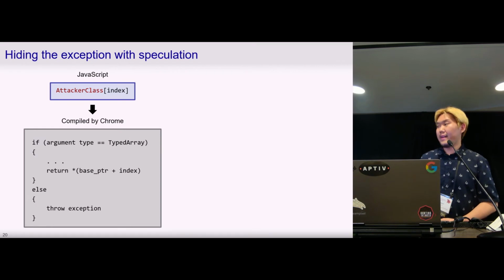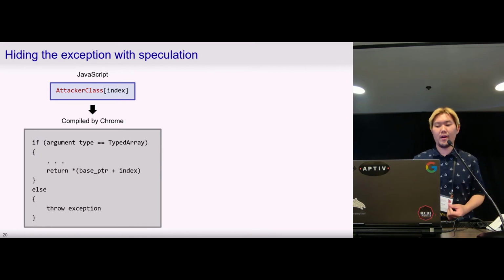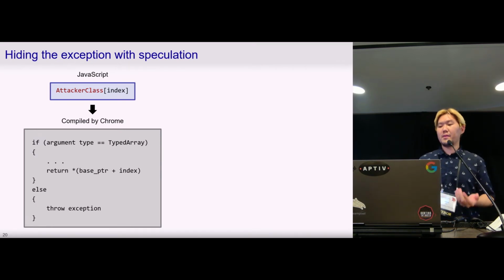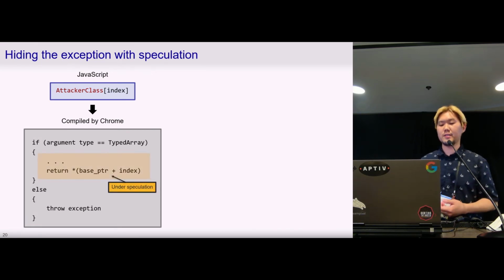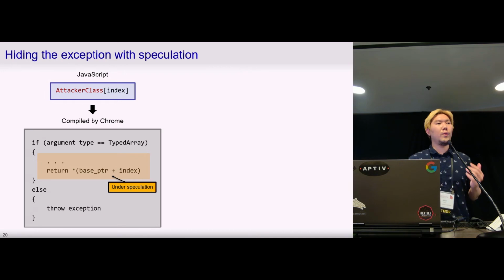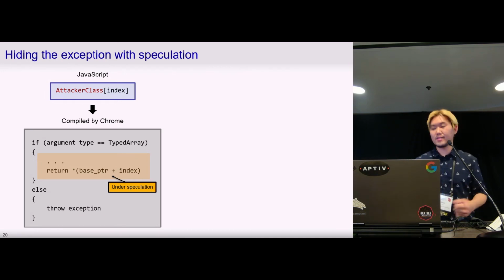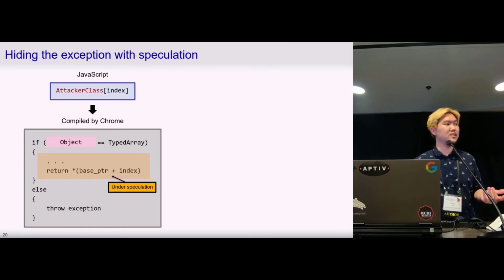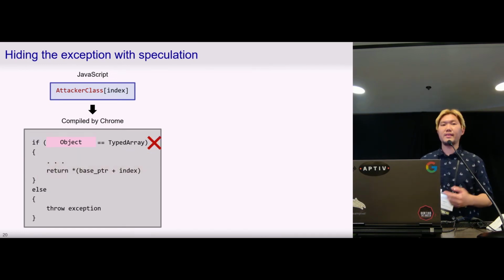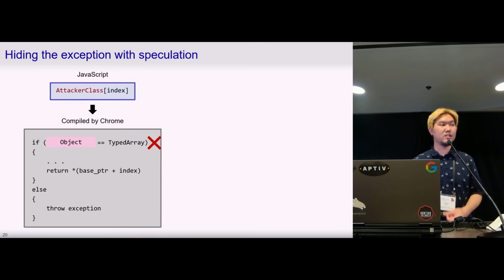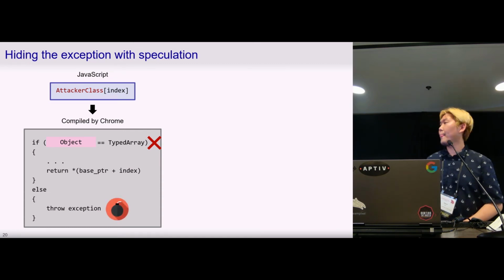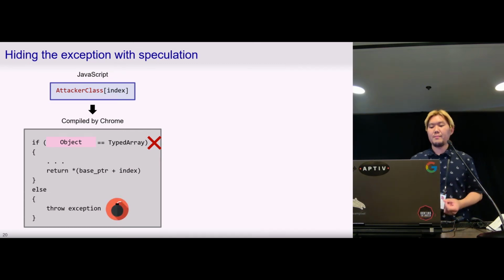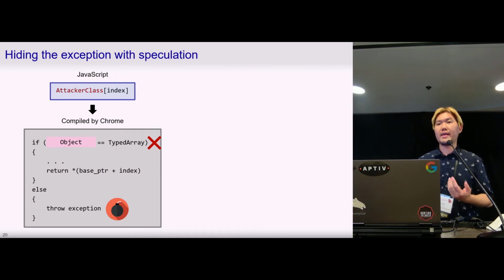Let's take another look at our gadget from before, where by evicting the type of our malicious object, we could make the body of the if statement run under speculation. But what happens when speculation ends? The type is brought back in, the CPU realizes it's the wrong type, and execution flows to the else clause where the code throws an exception. This is still not good because the exception means our gadget will work at most once.